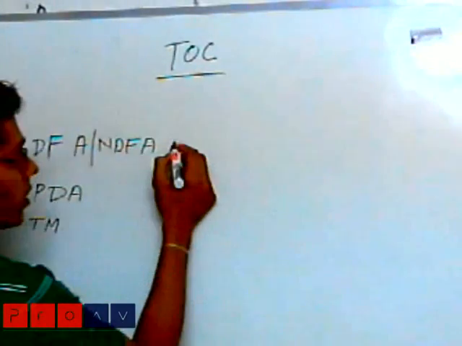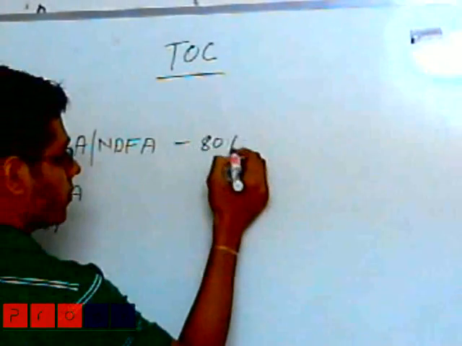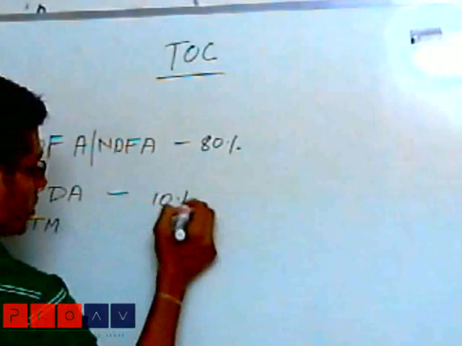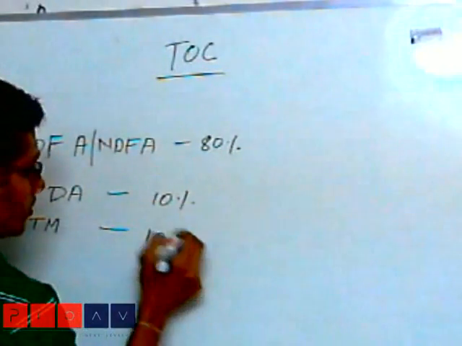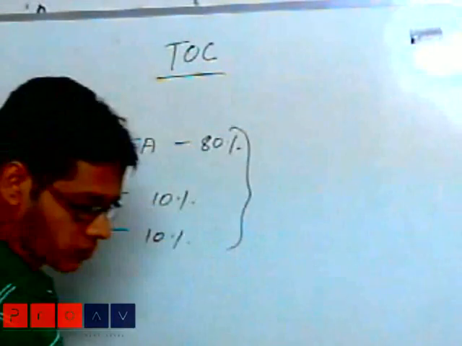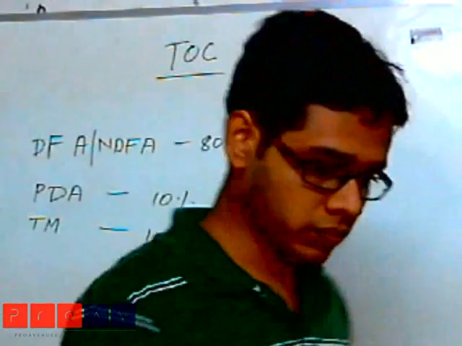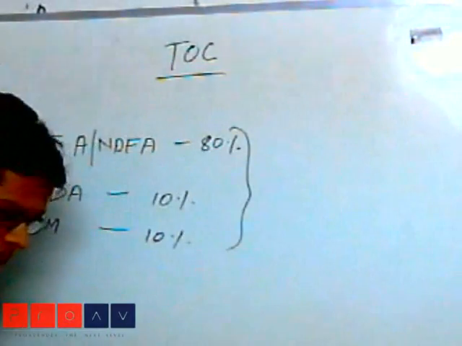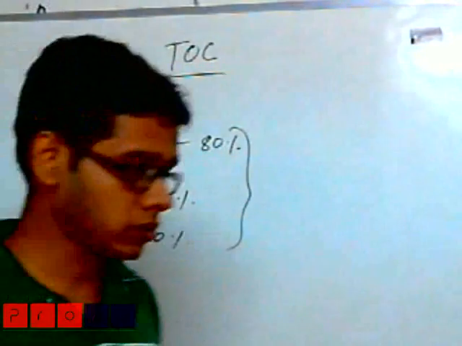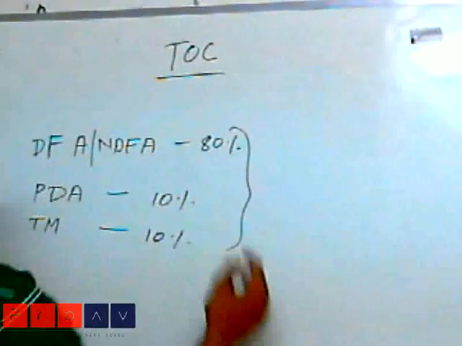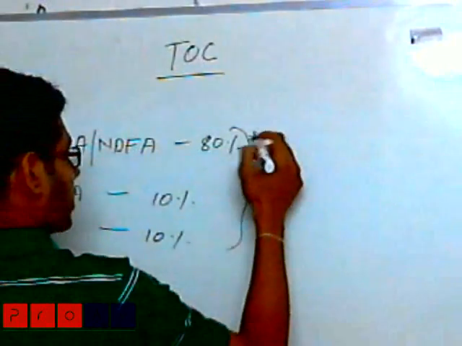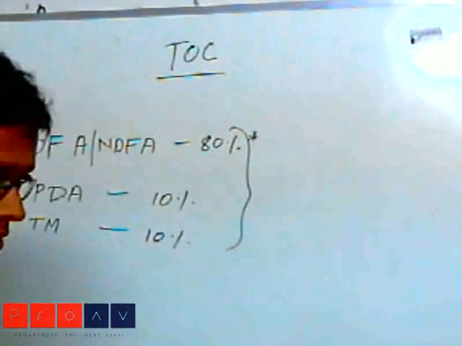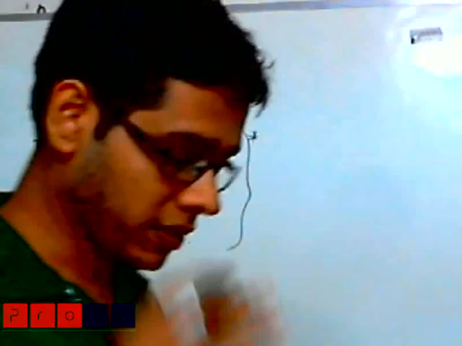In GATE, 80% of the questions will be formed from NFA, DFA, 10% from here, 10% from here. Of all this, 50% of the questions will be to solve, and 50% will be from your theoretical part, which I am going to cover, and you are going to write it down in your answer sheets. This must be the part where we will concentrate the most. Questions may be of different kinds, which I will cover in my class.